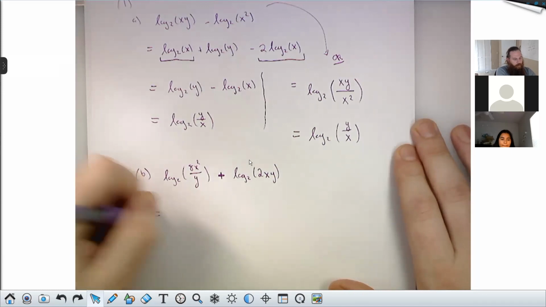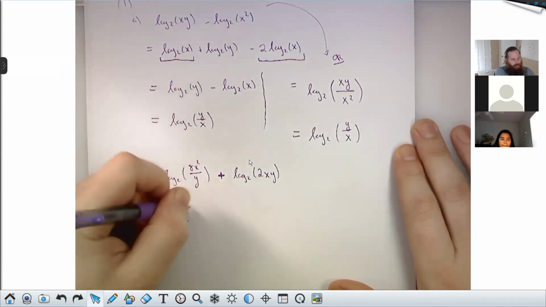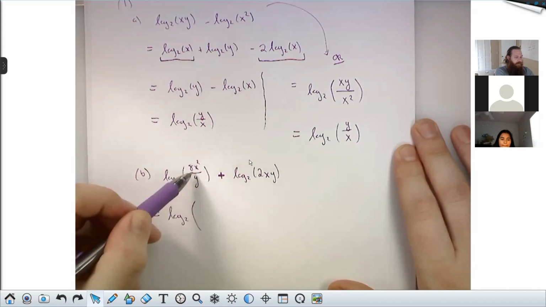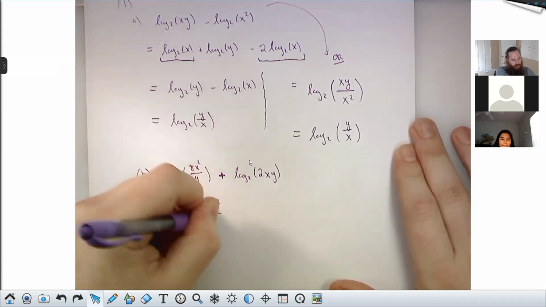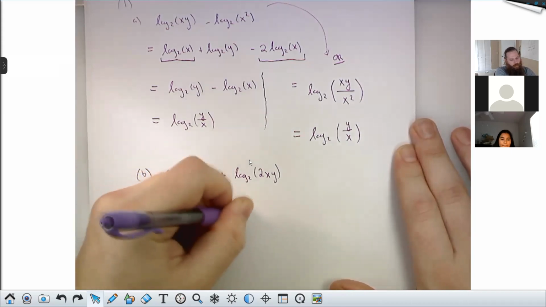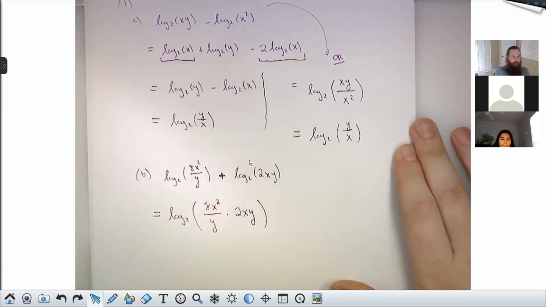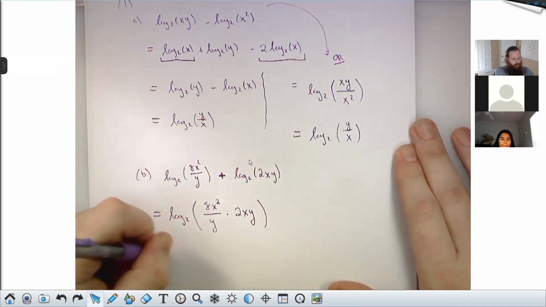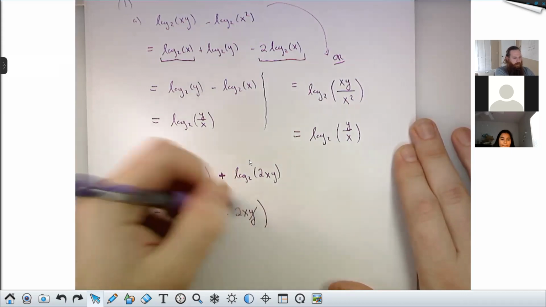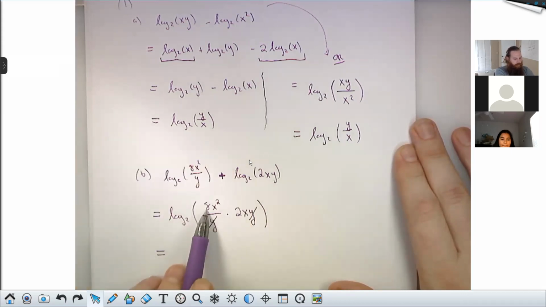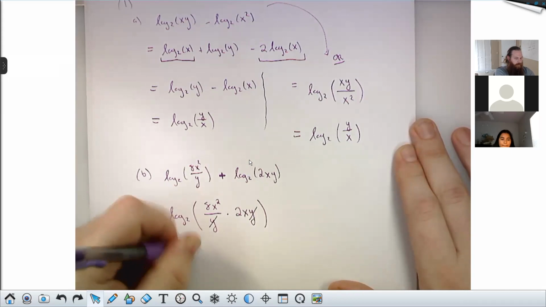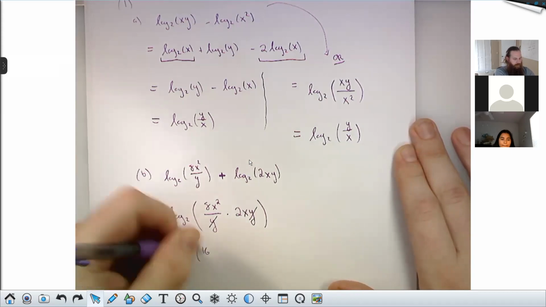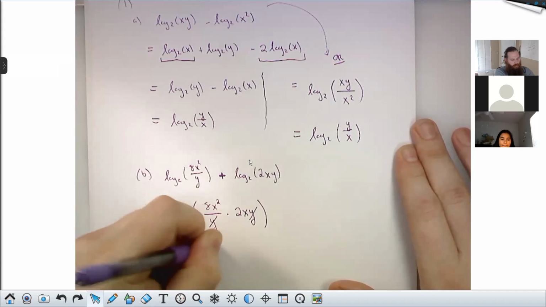So an alternate approach here would be to write this as the base 2 log of this inside times this inside. That's 8x squared over y times 2xy. Now, this y and this y can cancel. I have 8x squared times 2x. So inside my logarithm here, 8 times 2 is 16. x times x squared is x cubed.